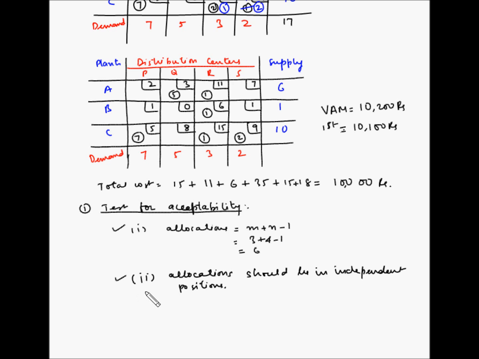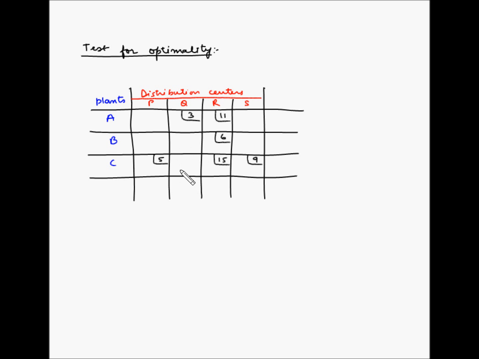So now let's move to the next step, which is to test for optimality, and we'll use the modified distribution method to test that. So the first step in testing for optimality is to set up a cost matrix containing the unit costs associated with the squares for which allocations have been made. So in our case, this is how the matrix looks like.